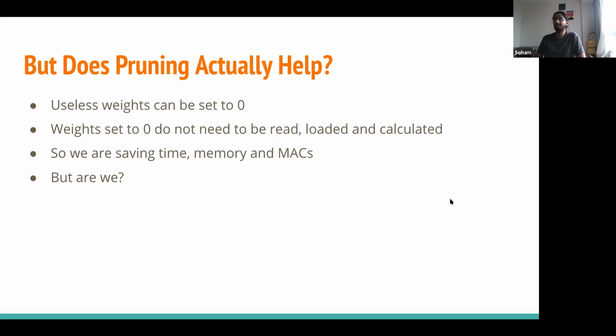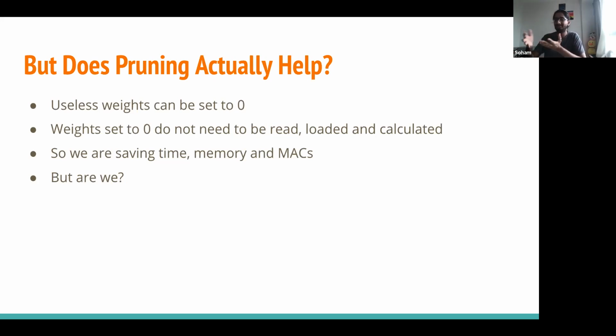Yeah, sure. So I've talked about how pruning happens, but does pruning actually help? You might think about it and say, yeah, it should help, right? I'm setting weights to zero. So if I set weights to zero, then those weights don't have to be read, saved, loaded, or calculated. Because we are not reading, loading, and calculating those values, we are saving time, memory, and MACs, which are operations that we have to do in our hardware.